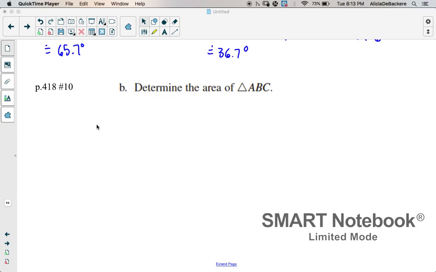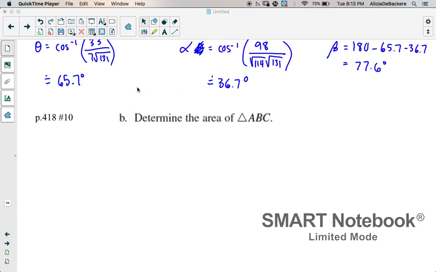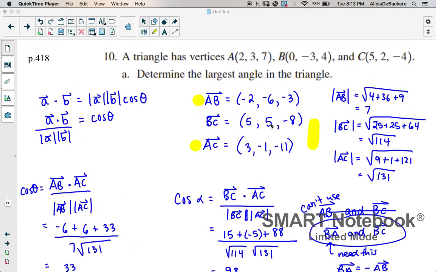Okay, I had a request for review question number 10B. I already did 10A, so I'm just going to scroll up and show you. 10B is asking me to determine the area of triangle ABC. So in 10A, I've already done some other work here.